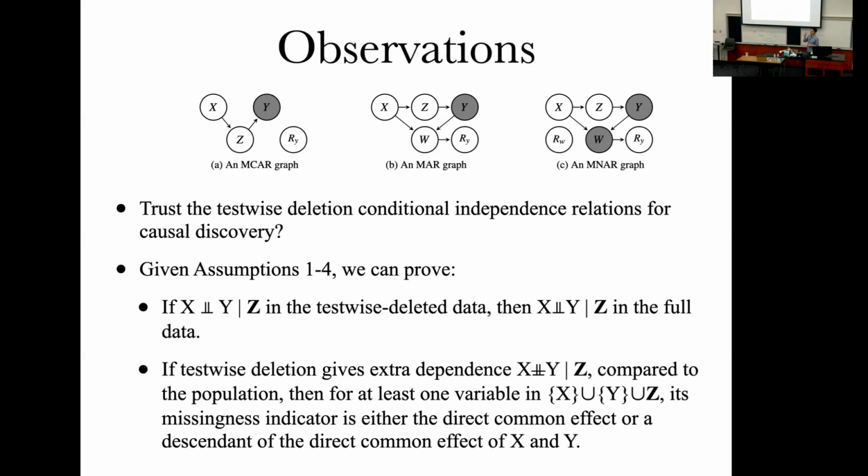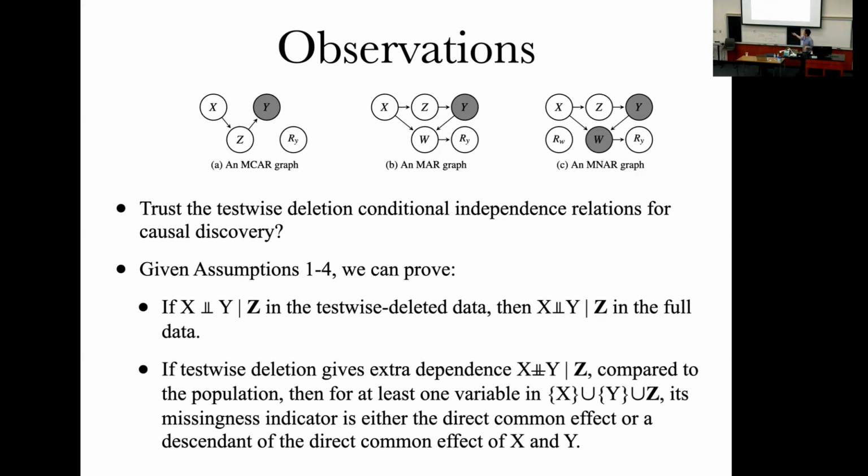Actually, there's only one situation. Only in one situation can you see some phenomenon, some issue with the discovery result by the test-wise deletion method. Basically, you can show the following thing. If X, Y are independent given Z in the test-wise deleted data, then there must be conditional independence in the original data. That's good. That means I can fully trust conditional independence relations discovered from the test-wise deleted data.